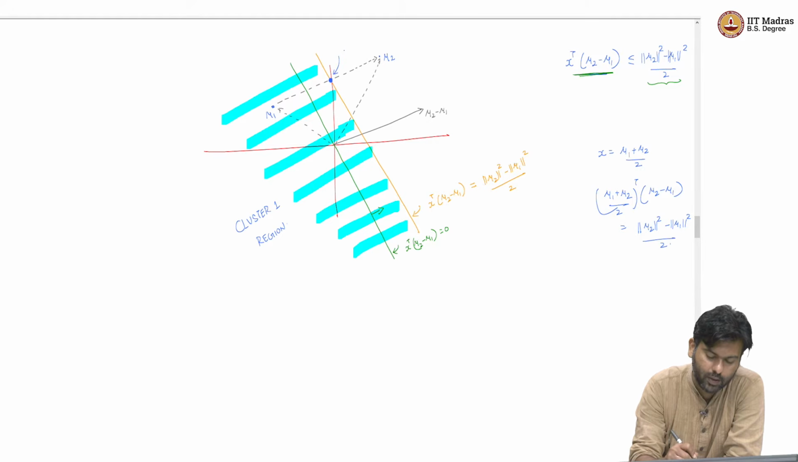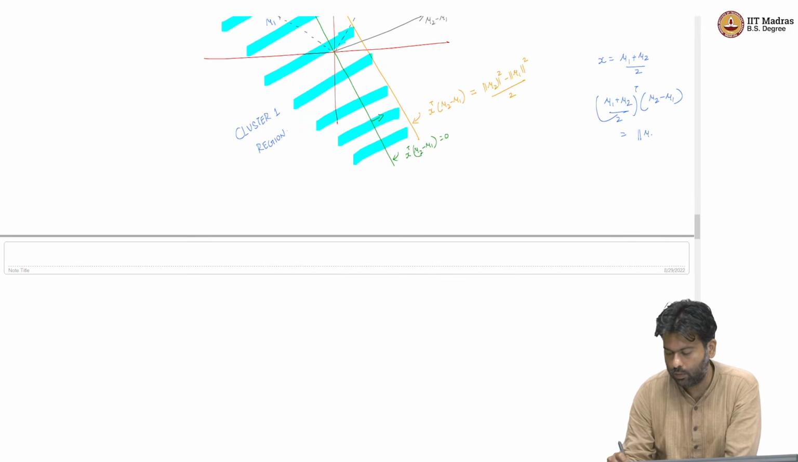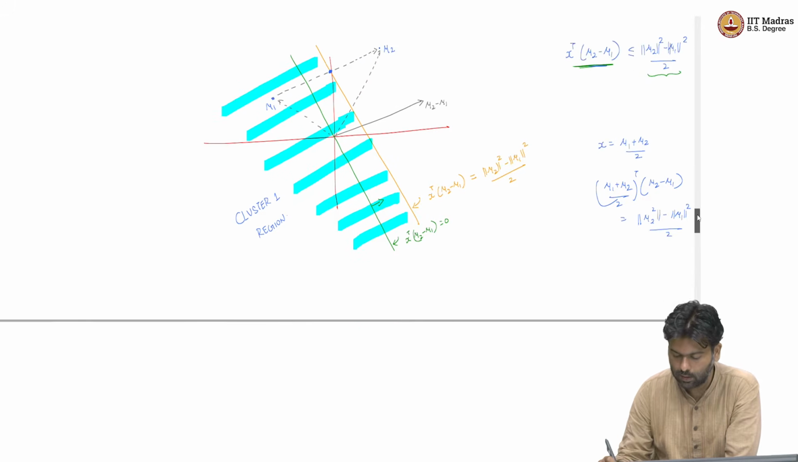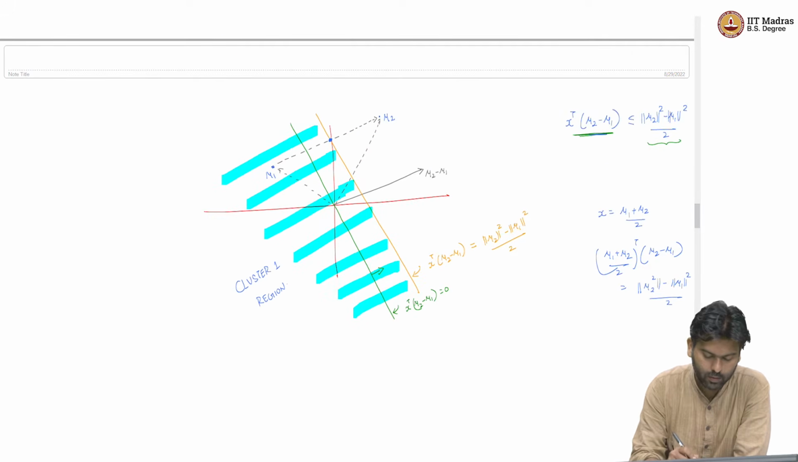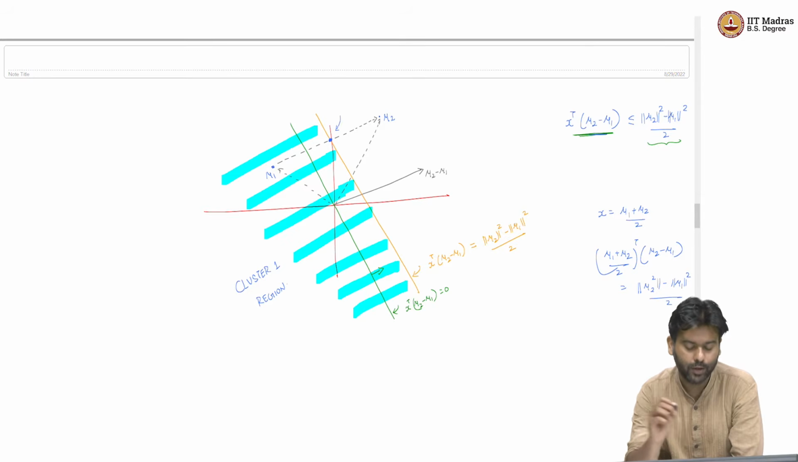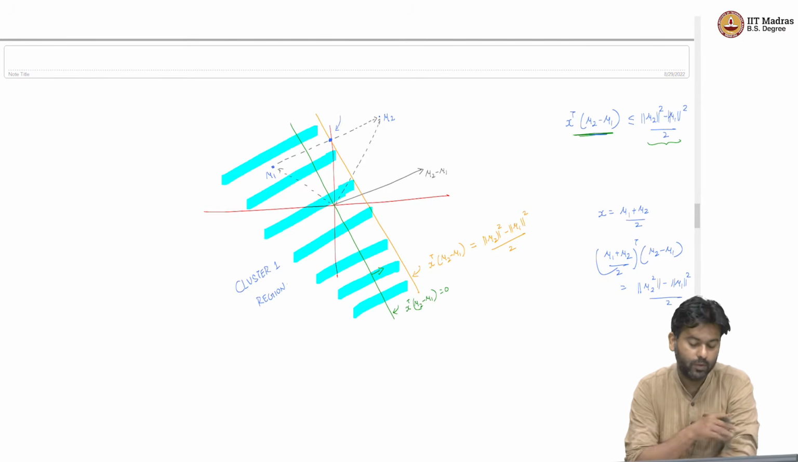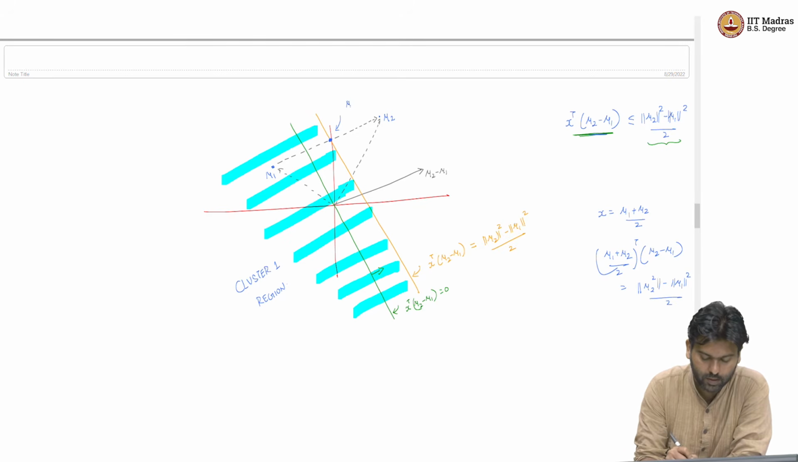This point is essentially then saying this is mu1 plus mu2 by 2. So, this is just (mu2 squared minus mu1 squared) by 2, which means this point, which is the average of mu1 and mu2, actually falls on this line, right. So, in fact this is (mu1 plus mu2) by 2, right.